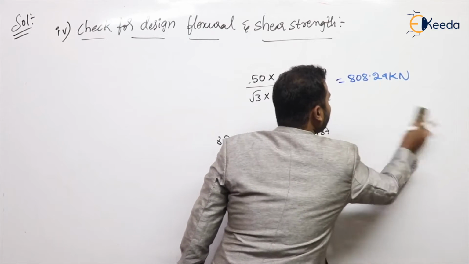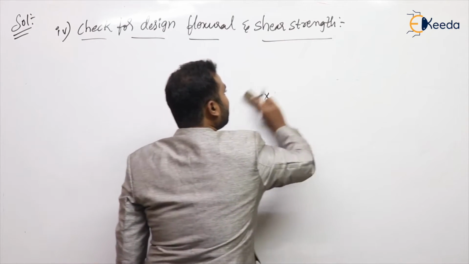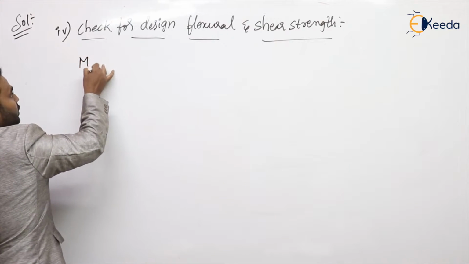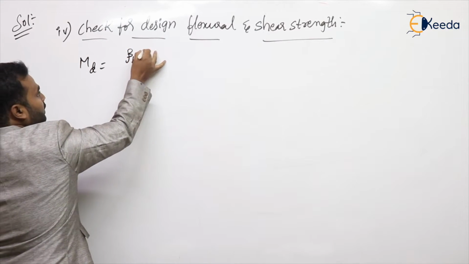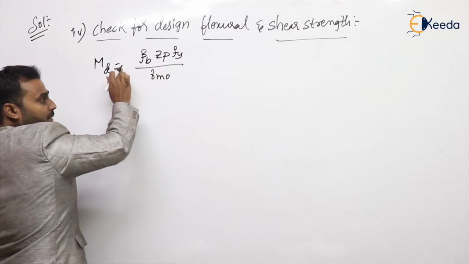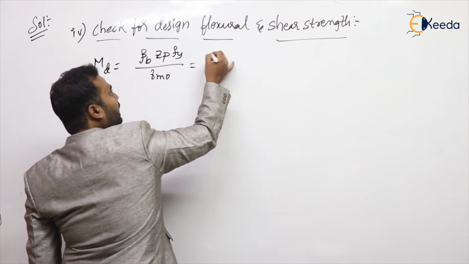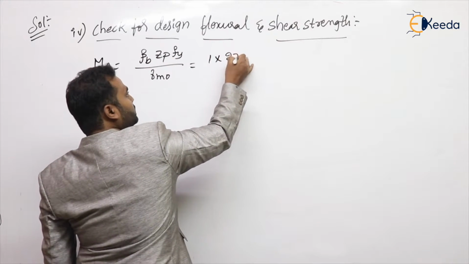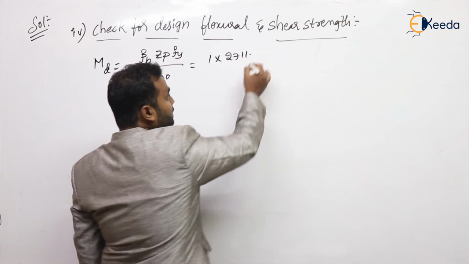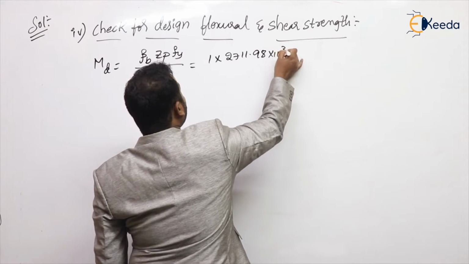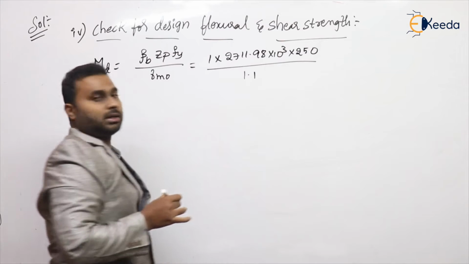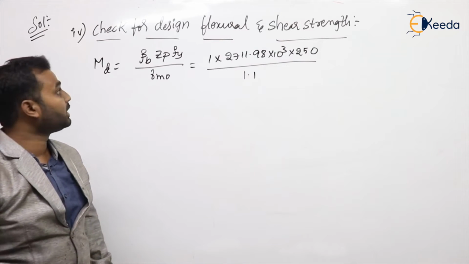Design flexural strength. As we know, the formula for design flexural strength for laterally supported beams in the low shear case is Md = βb Zp Fy / γm0. As it is a plastic section, βb comes out to be 1. The plastic section modulus is 2711.98 × 10³, and Fy is 250 divided by 1.1. Clear or not? Upon simplifying, we'll get the value of Md.